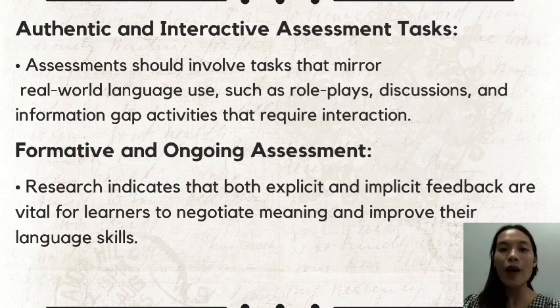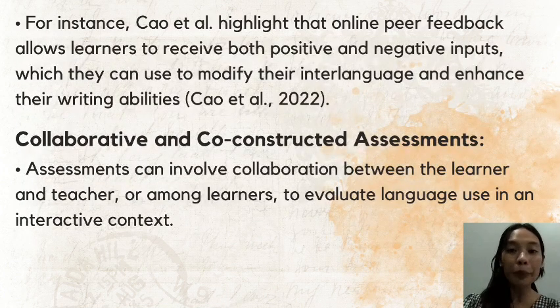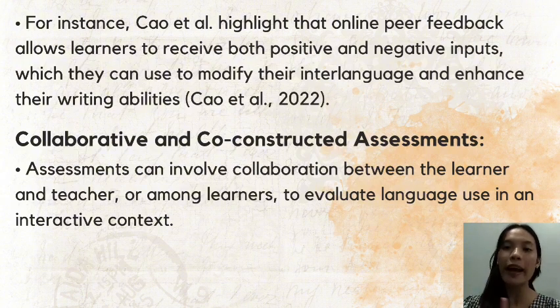Okay, then we also have formative and ongoing assessment. Research indicates that both explicit and implicit feedback are vital for learners to negotiate meaning and improve their language skills. For instance, from the study of Gao et al., the study highlights that online peer feedback allows learners to receive both positive and negative inputs, which they can use to modify their interlanguage and enhance their writing abilities. Assessment should also be an ongoing process that provides feedback to support the learner's language development, not just a final summative evaluation.